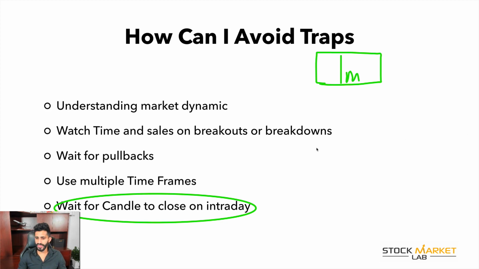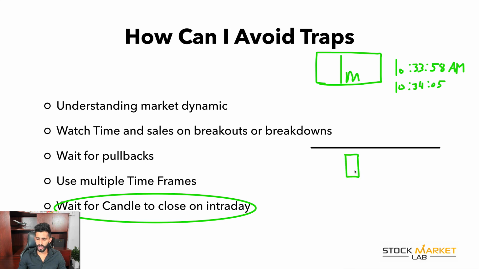Let's say this right here is a resistance level. Let's say it's 10:33 a.m. and 58 seconds, right? Now the moment it goes to 10:34, 5 seconds, a few seconds later, this is the 10:33 candle. This is how the 10:33 candle closed. So this right here is the 10:33 candle. I'm going to show you an example of this. This is a 10:33 candle. It closes. The next candle at 10:34, 5 seconds, looks something like this.